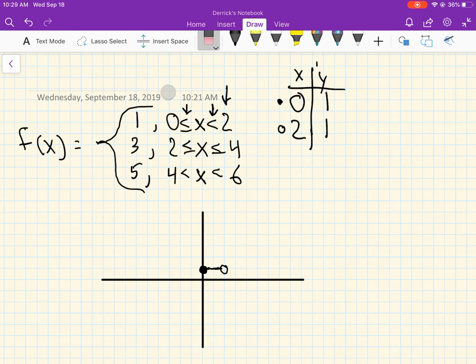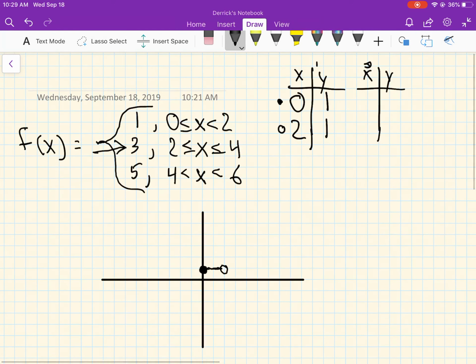Okay, so we're done with that piece now. Now we're going to move on to the second equation, the 3 right here. I'm going to create another xy table for that, even though hopefully by now you understand why we don't really need one of those, but it's still useful.